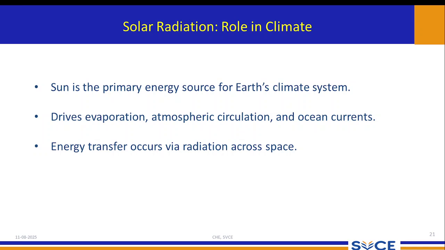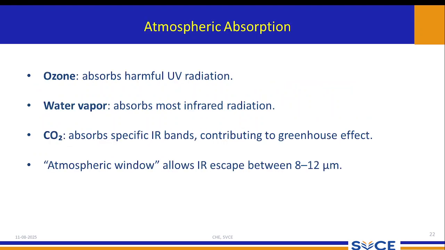The sun is the primary energy source for the Earth's climate system, driving evaporation, atmospheric circulation and ocean currents. Energy transport occurs via radiation across space. What is atmospheric absorption? Ozone absorbs harmful UV radiation. So ozone is a very important thing, which absorbs the UV radiation.